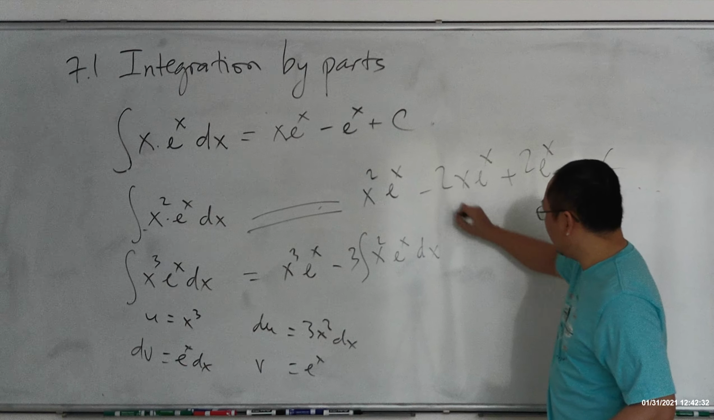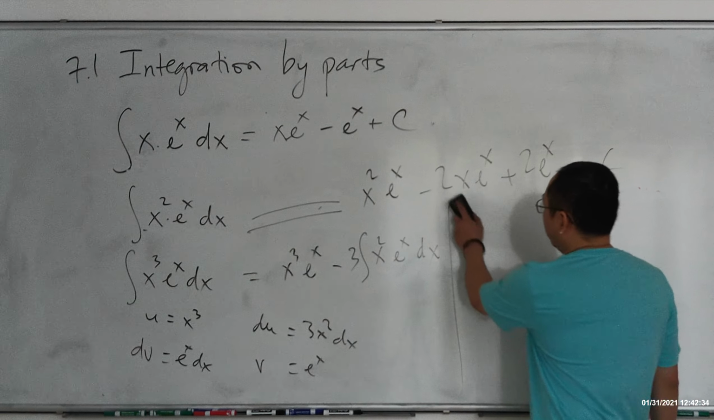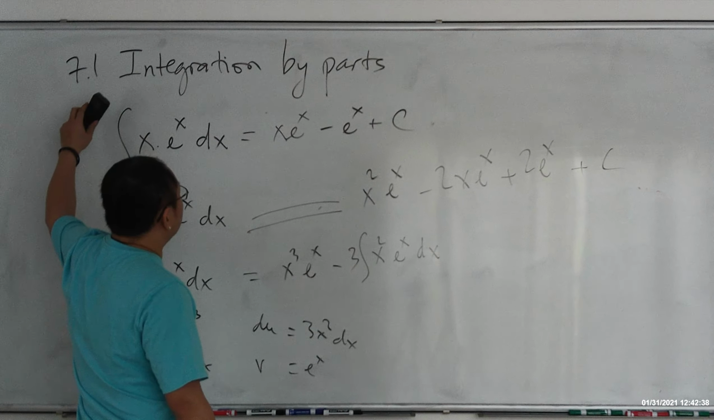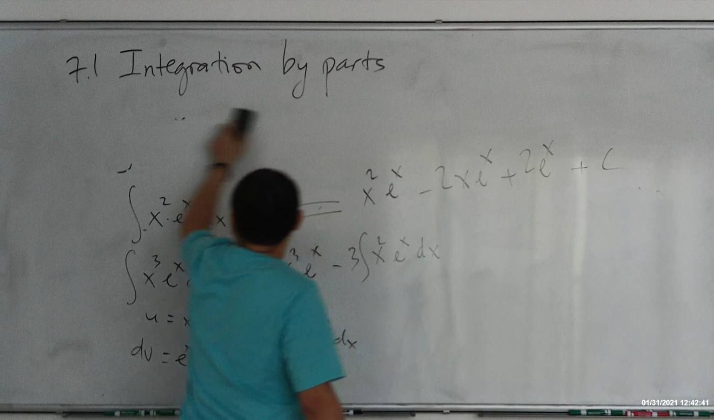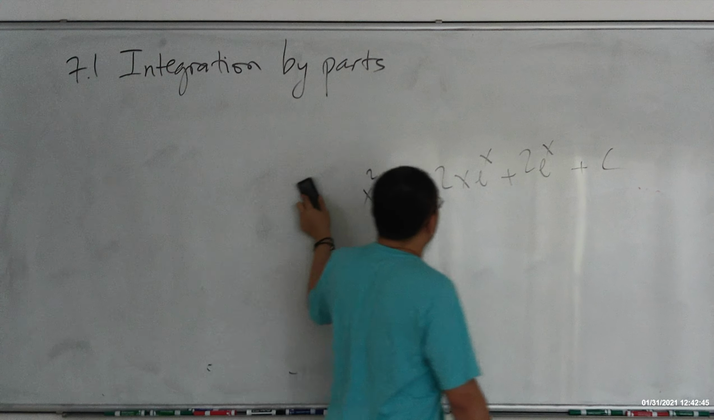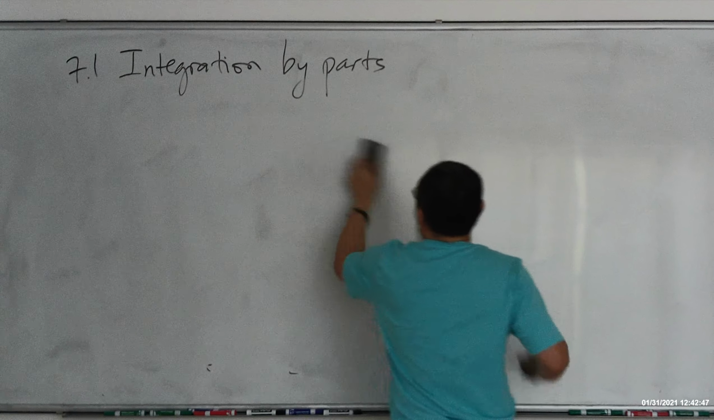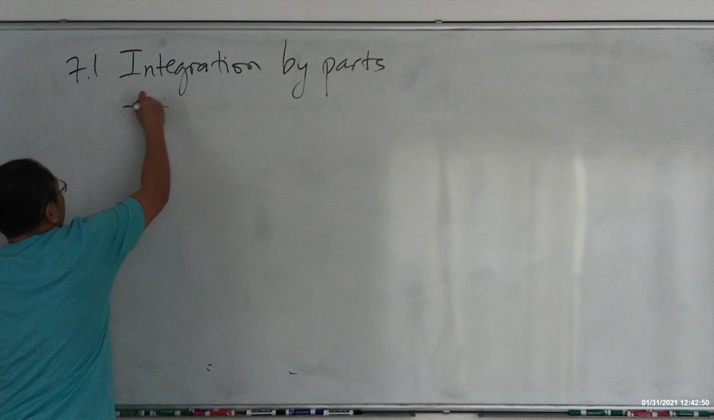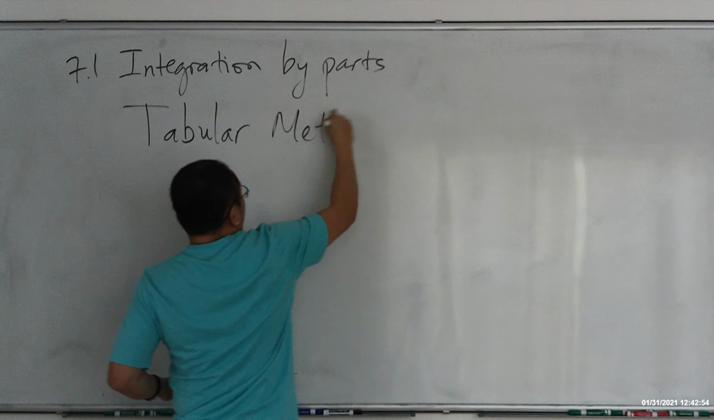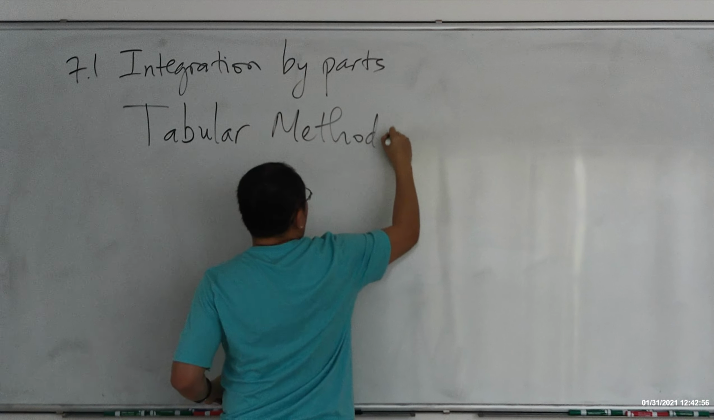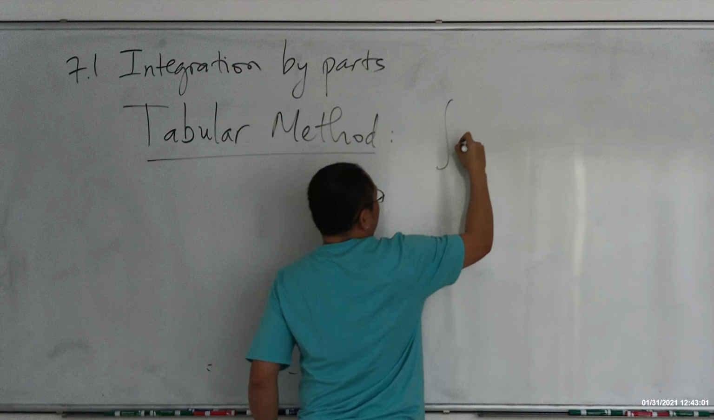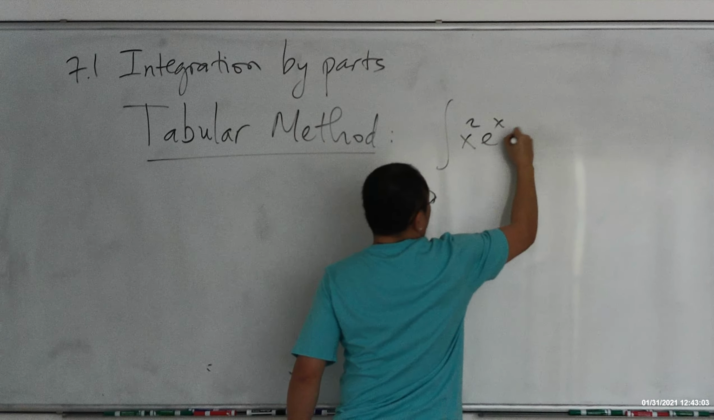The method you see in many other books is called the tabular method. So let me find room to write. I need to erase something. Something called the tabular method. Okay, we'll go back to our second example, the integral of x squared e to the x dx.